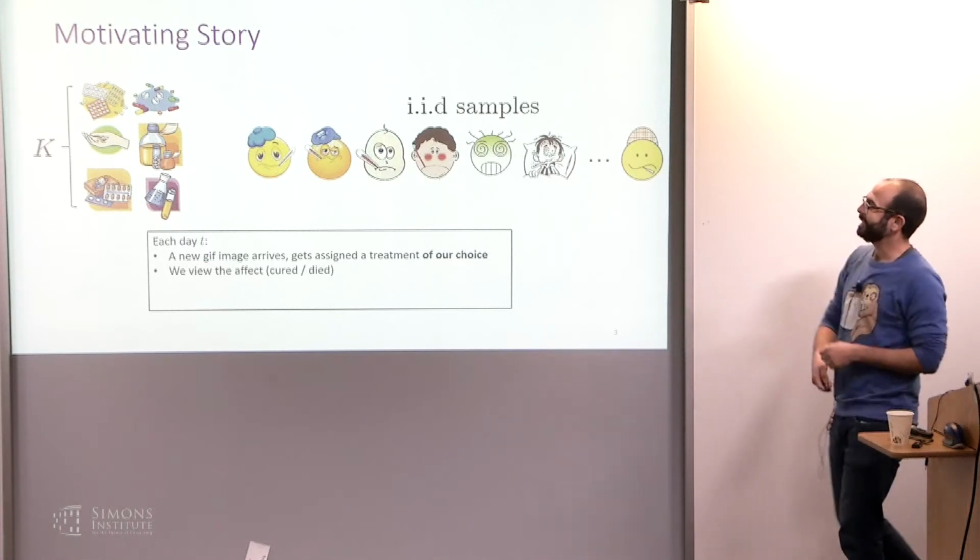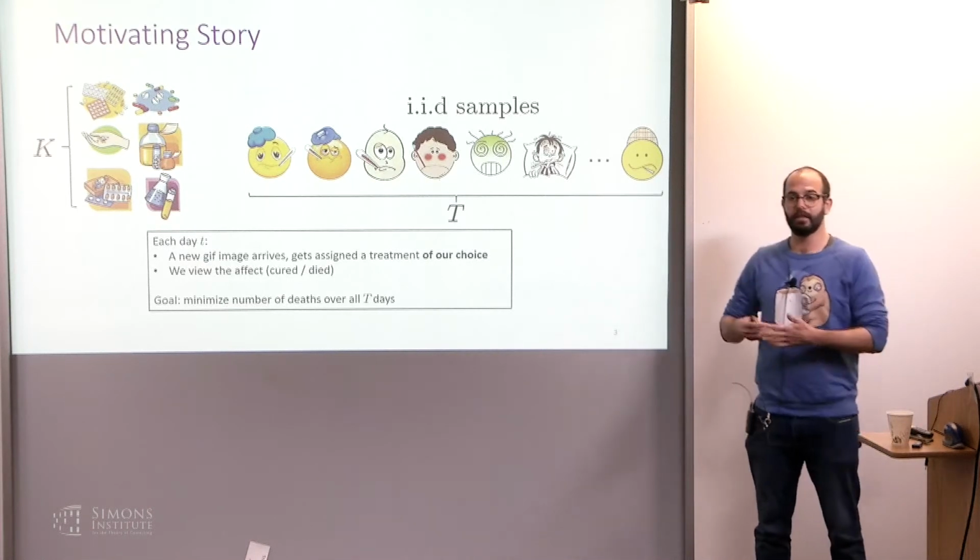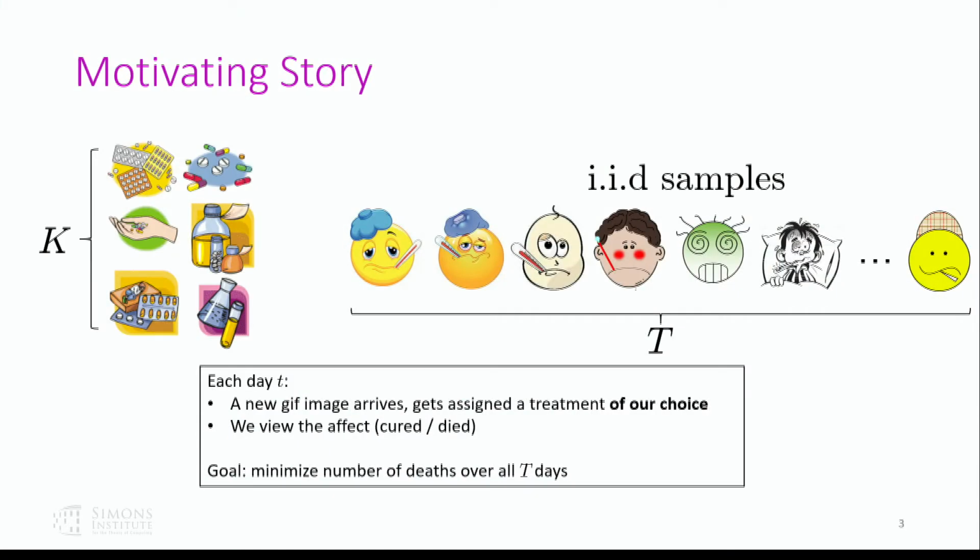Our goal is that at the end of this long sequence that has T samples, we count how many people died and how many people lived. We want to minimize the number of dead. Animated dead, sorry. Apparently people are sensitive about the medical condition of tiny humans.